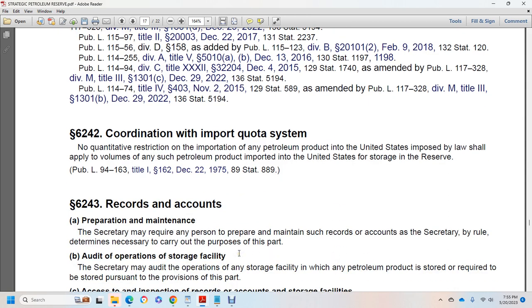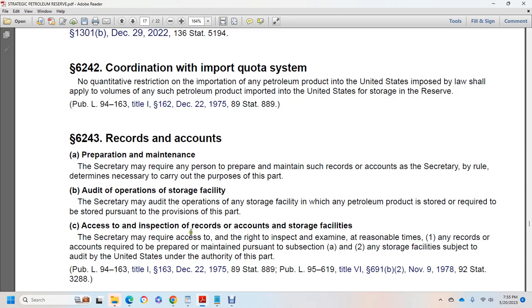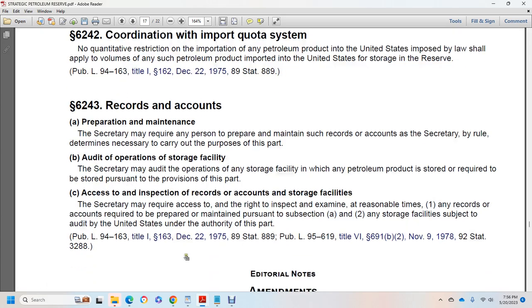Section 6243. Records and account preparation and maintenance. The Secretary may require any person to prepare and maintain such records and accounts as the Secretary may by rule determine necessary to carry out the purpose of this part. Audit of operation of storage facility: the Secretary may audit the operation of any storage facility in which any petroleum product is stored or required to be stored pursuant to the provisions of this part. Access to inspection of records and accounts of the storage facility: the Secretary may require access to, and the right to inspect and examine at any reasonable time, any records or accounts required to be prepared and maintained pursuant to subsection (a) and paragraph (2), and any storage facility subject to audit by the United States under the authority of this part.